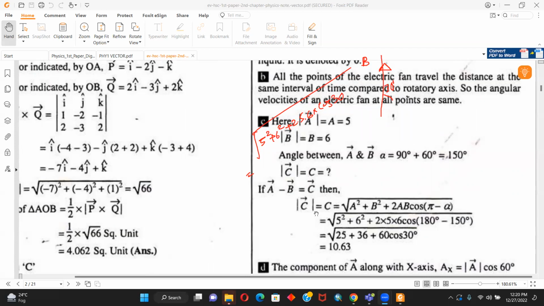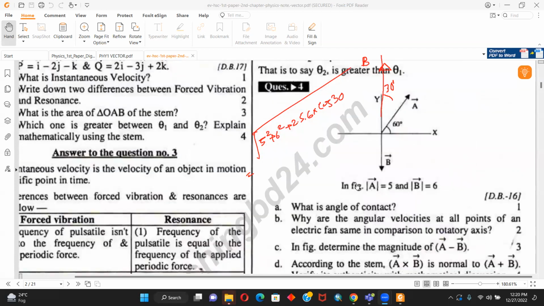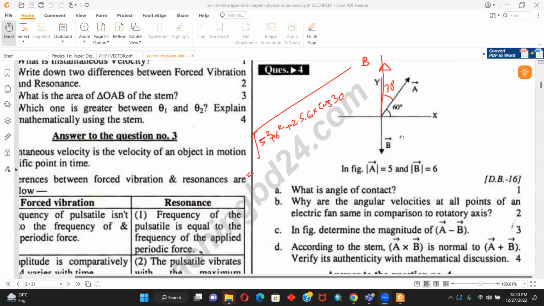Got it? 10.6, 10.63, yeah. 7.63. 10.63, yeah. 10.60. Okay. So our work is correct. See, these little details, all of the things.